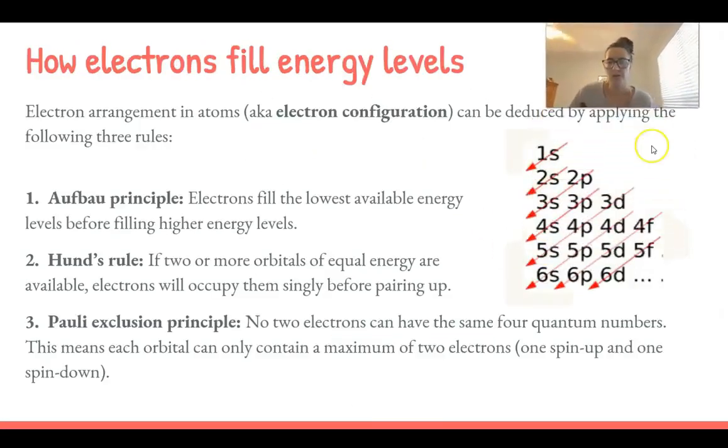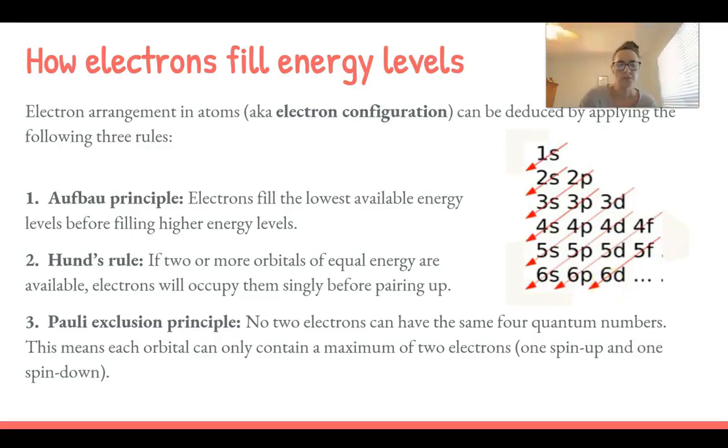So how do electrons fill these energy levels? Well, we said that they like to fill orbitals that are lower in energy before moving to orbitals higher in energy. This is called electron configuration, and you can deduce it by following these 3 rules. The first is the Aufbau principle, which is that electrons fill lowest energy levels before higher ones. If you look at these arrows, it tells you the order in which orbitals are filled: 1s, 2s, 2p, 3s, 3p, 4s, 3d, 4p, 5s, 4d, 5p, 6s, 4f, 5d, 6p, 5f, and 6d, and so on.